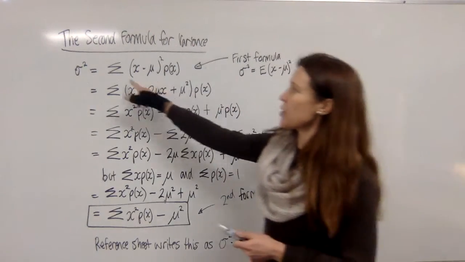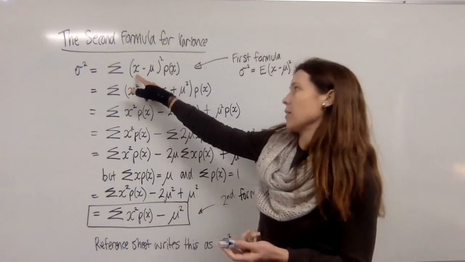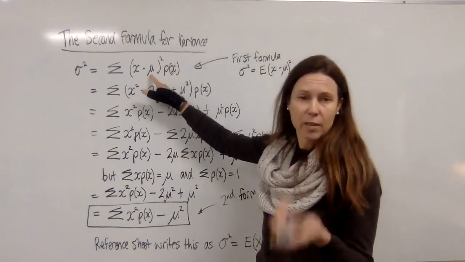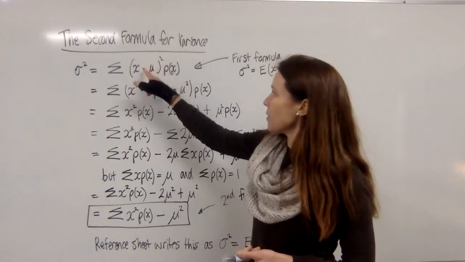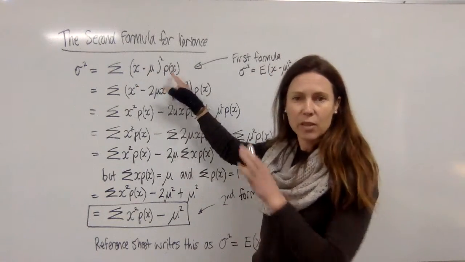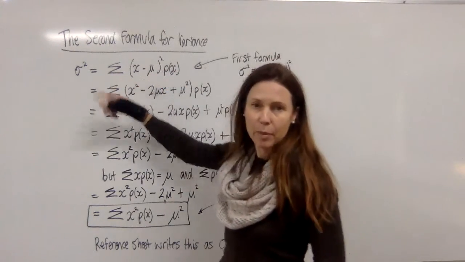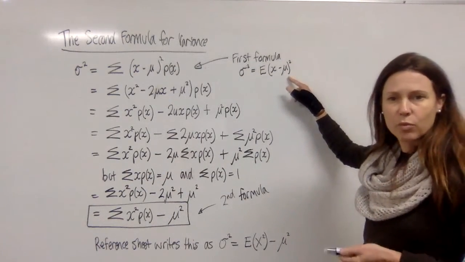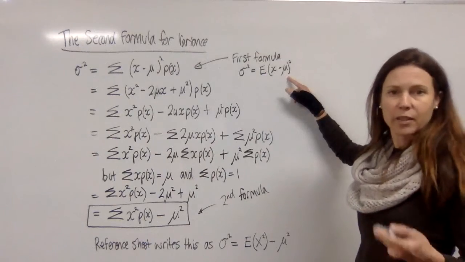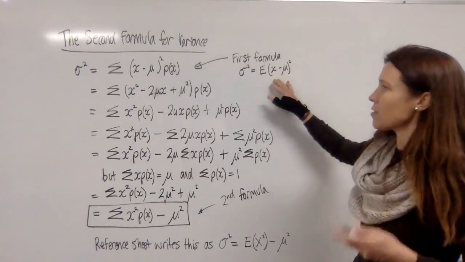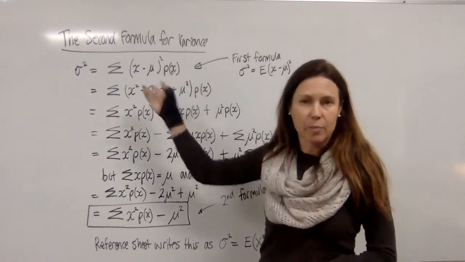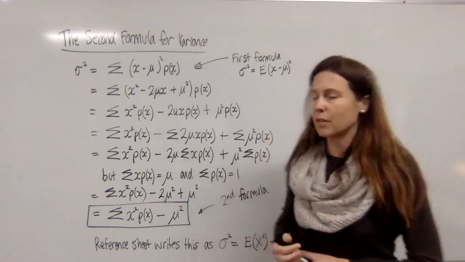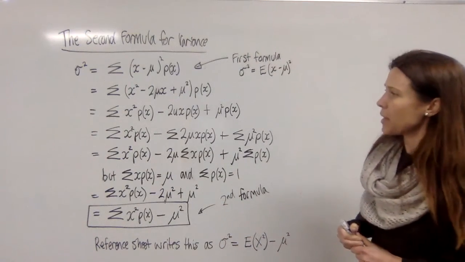So even though this one says we're going to take each score, subtract the mean, square that, multiply it by its probability, do the same to all of them and then add them up, on the reference sheet it just says find the expected value of x minus mu squared. So you have to know that finding the expected value of something means you're going to multiply those things by their probabilities and add them up. That's what expected value of something sort of means.